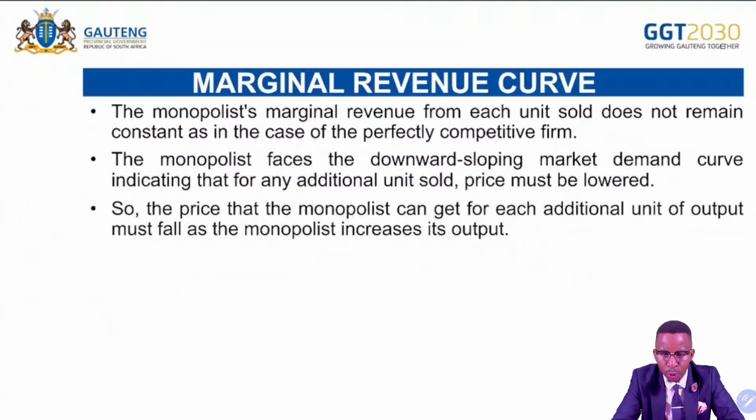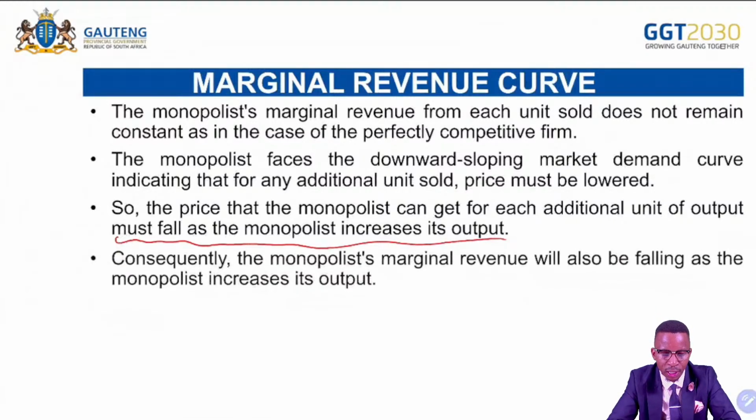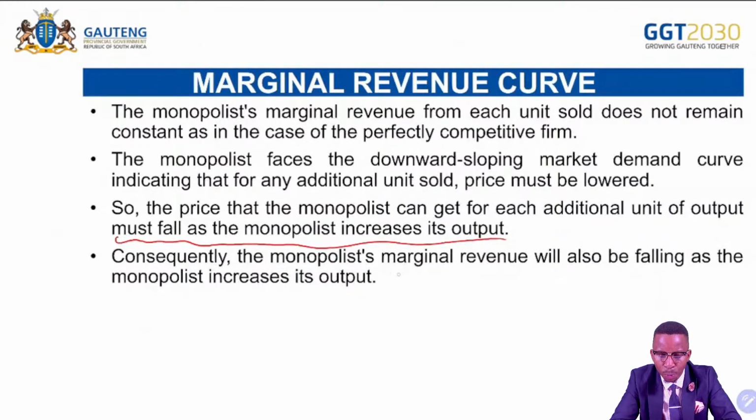So the price that the monopoly can get for each additional unit of output must fall as the monopoly increases its output. Like I mentioned, for the monopoly to sell an extra product, what does it do? It lowers the price and increases the output size. That will always affect the revenues of the business. Consequently, the monopoly's marginal revenue will also be falling as the monopoly increases its output. When the monopoly increases the output, remember, the price will be decreasing. That will also decrease the marginal revenue for the business.